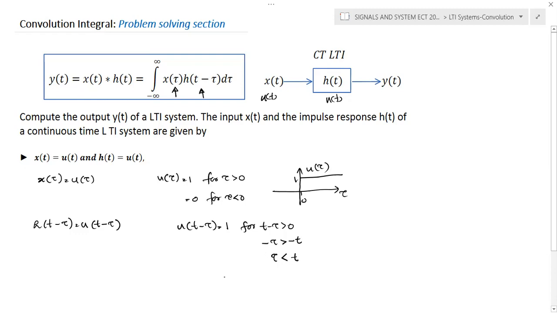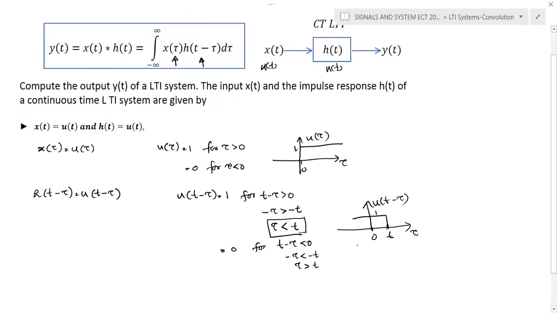Now I can write the other case, and it's 0 for t minus tau less than 0, or minus tau less than minus t, or you can write tau greater than t. And if you draw the waveform, this is the tau axis, this is 0, and u of t minus tau is equal to 1 for tau less than t. For this particular condition, tau less than t, the function magnitude is 1.